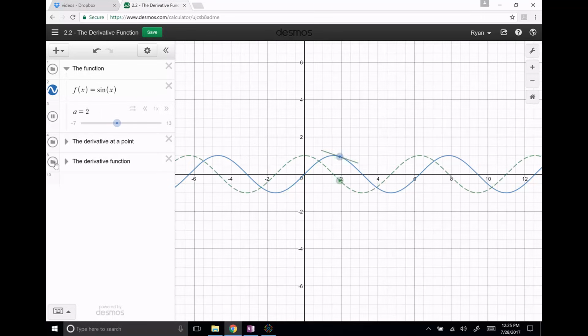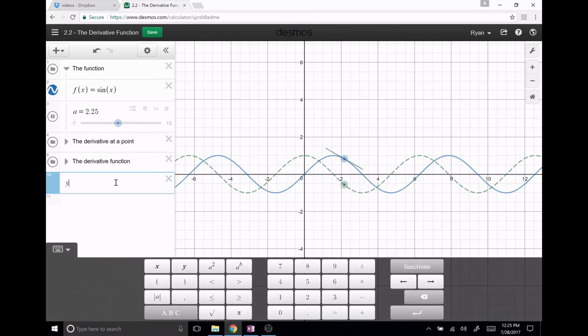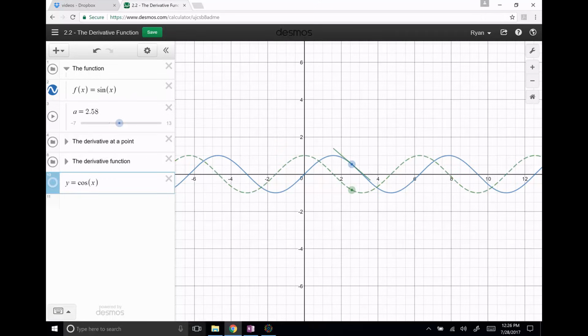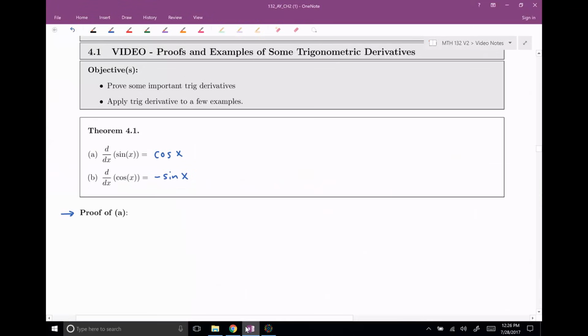In fact, here's the function that the derivative follows. If I map y equals cosine of x, you can see that this exactly matches up with the derivative of sine. So this is a nice visualization of the derivative of sine being cosine. Now let's do the nitty-gritty, the formal math proof of this thing.